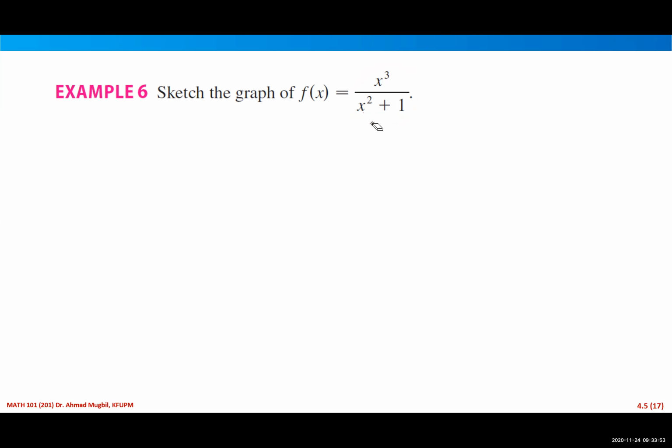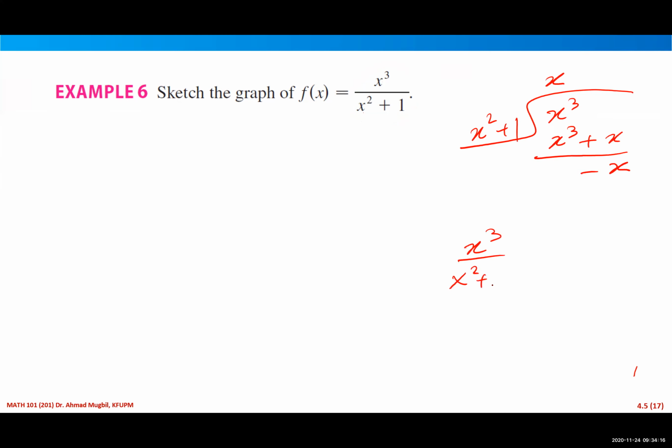Now let's focus on the slant asymptote. How do we find it, ya shabab? We will apply the long division. Let's apply the long division over x squared plus 1. You need to multiply by x, so it will be x cubed plus x. Subtract, it will be negative x. So how do we write the result, ya shabab? X cubed over x squared plus 1 equals what? The quotient plus the remainder over the divisor. So this can be written like this.